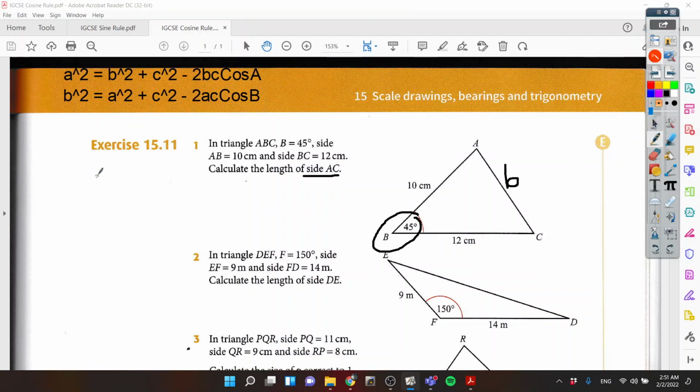So B squared, well, B is the thing I want to know. I don't know what that is yet. It equals A squared. Well, A is here, so that's 12 squared plus C squared. C is here, so that's 10 squared minus 2 times A, which is 12, times C, which is 10, times the cosine of B, which is 45.